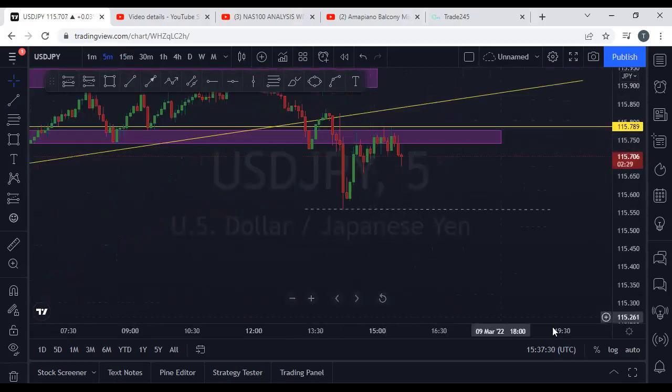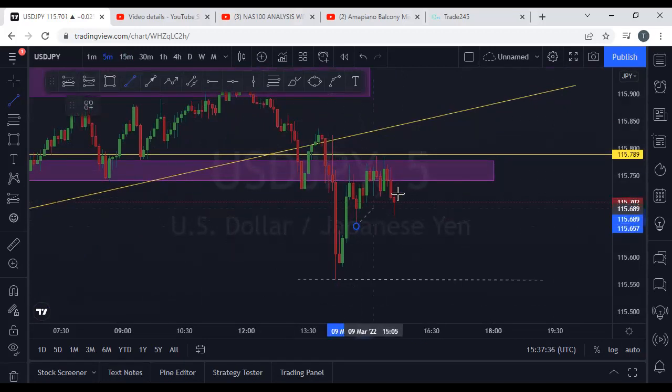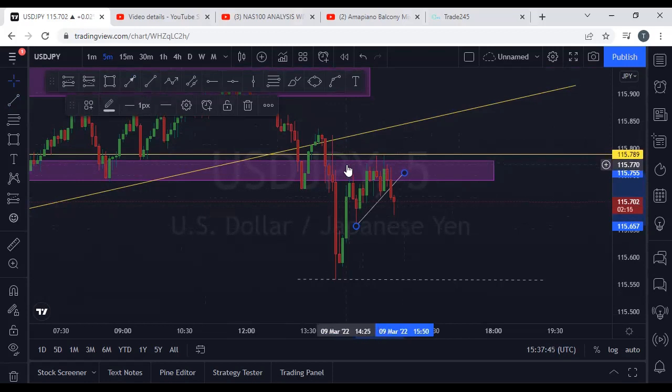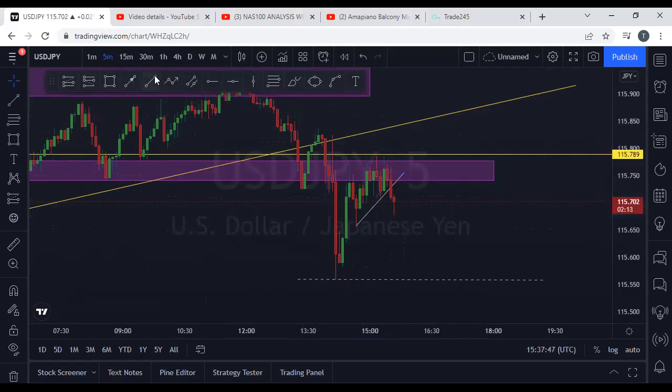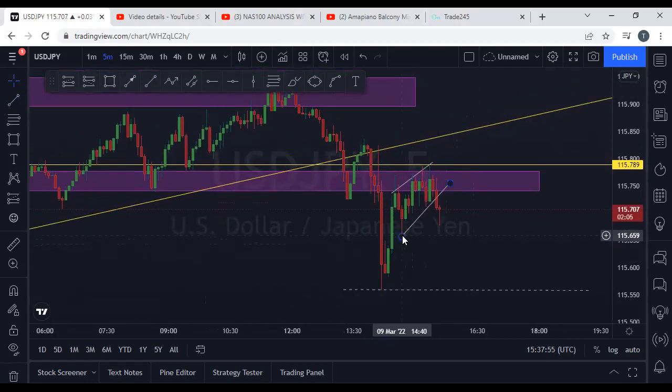Moving down to 1 minute time frame. 1 minute time frame, what do we have? 1 minute, 5 minutes, we can look out for counter trends. Counter trends are like this, something like this, just small trends inside a trend. So it's a trend inside a trend. I don't know if I can call it like that. So yeah, this is it.